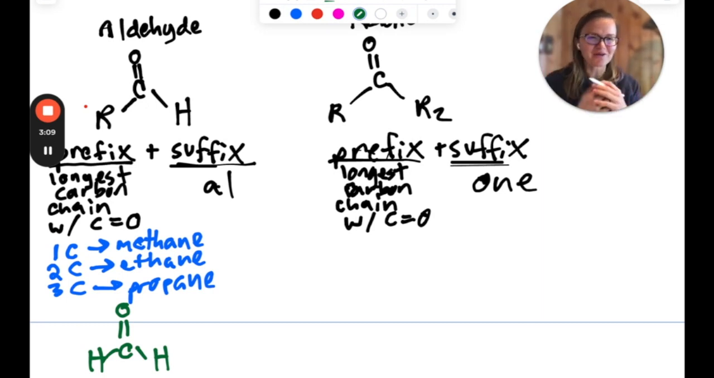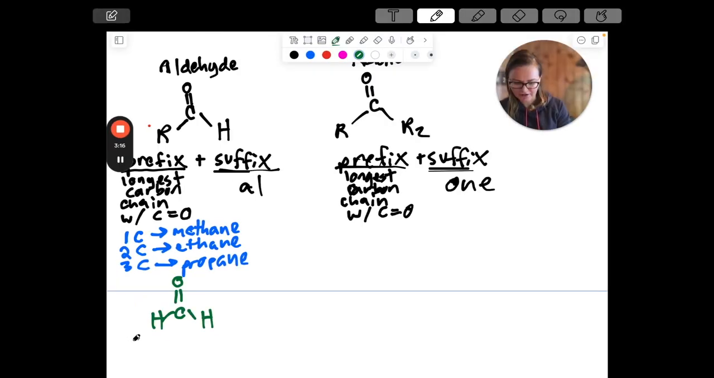Well, we only have one carbon, it's the carbonyl carbon. So our prefix here is going to be methane. Okay, so we're going to take methane. And then our suffix, since it's an aldehyde, is going to be al. Now, the only thing we have to adjust is you're just going to drop the E. So you're going to cross off the E. And so this aldehyde is called methanal.